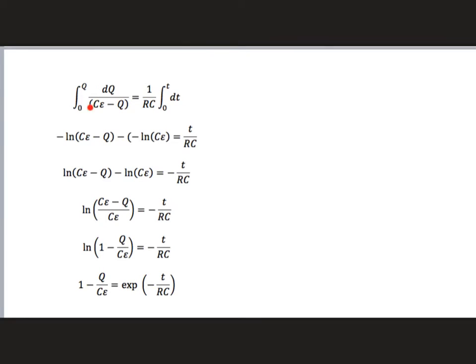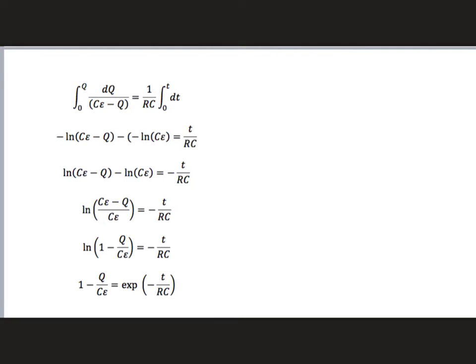Okay, so we have this term here, dq over CE minus q, and we've already said that that's going to be negative the natural log of this argument, CE minus q. And when we plug in the limits, q equals 0 and q equals q, we get minus ln of CE minus q minus ln of CE. That's the one where q is equal to 0, so that term goes away. And that is, of course, equal to the integral of the right-hand side, which is simply t divided by the resistance times the capacitance, RC.